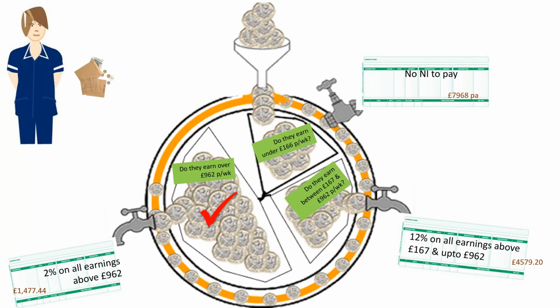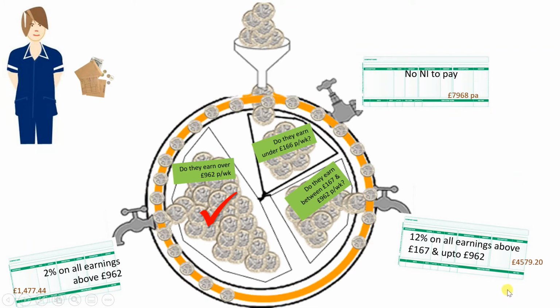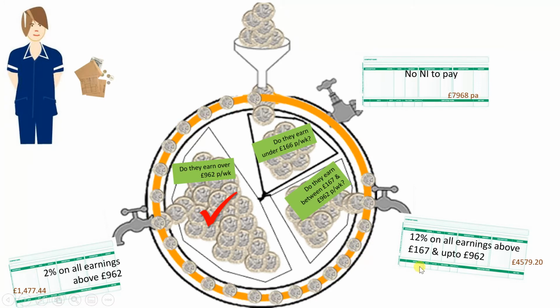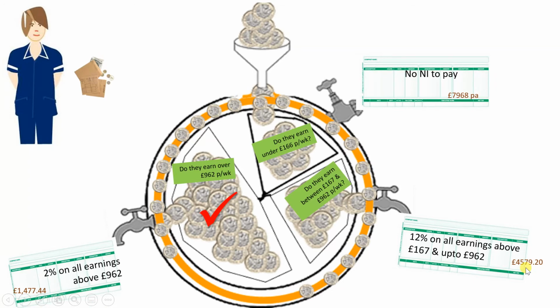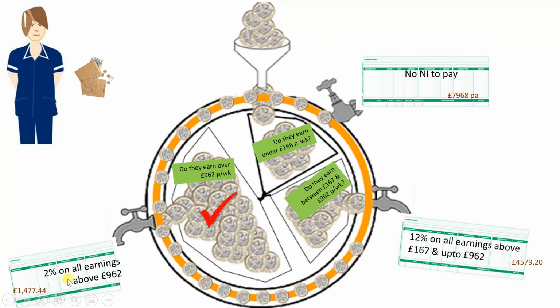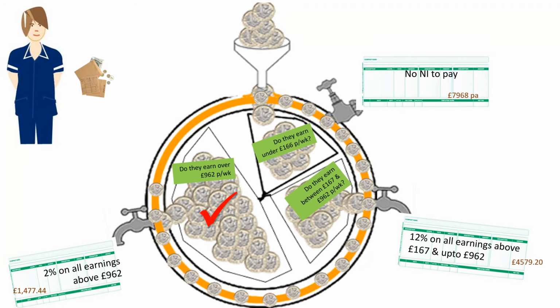So Amy effectively has three bills. Her first bill, on the portion of her salary, £7,968, she has nothing to pay. On her second bill, which is her salary where she can earn between 167 and 962, she has a bill of £4,579.20. That's the 12% applied to her 38,160, and her final bill over there on the left is the £1,477.44. All three together will tot up to become Amy's national insurance deductions.